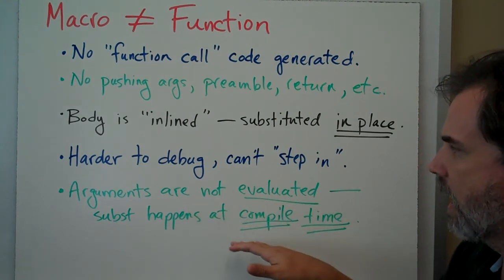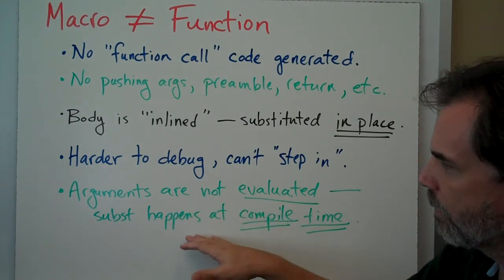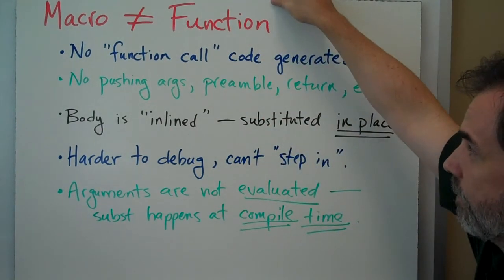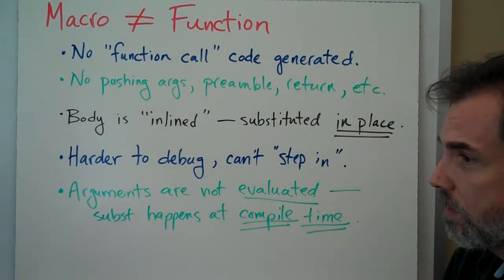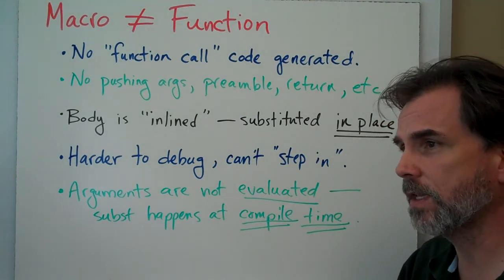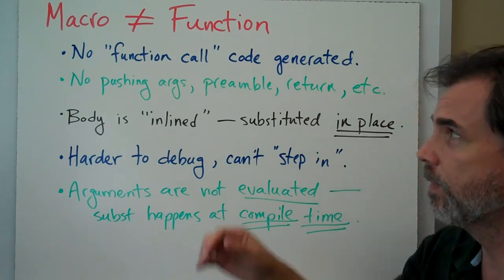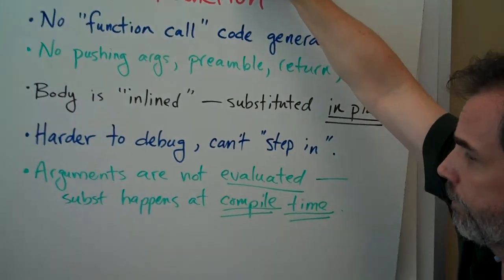And arguments are not evaluated, right? Because the substitution happens at compile time. And we'll see what that means in a minute. So there are some good things about macros. If it's something very simple, you can do it without incurring the overhead of a function call, but there are some other things to worry about.